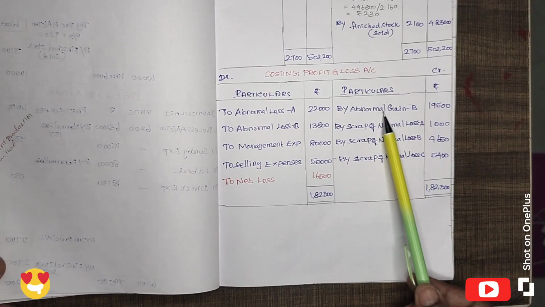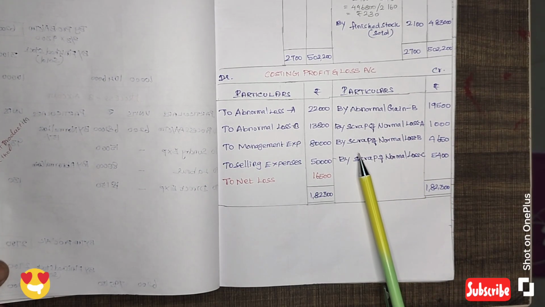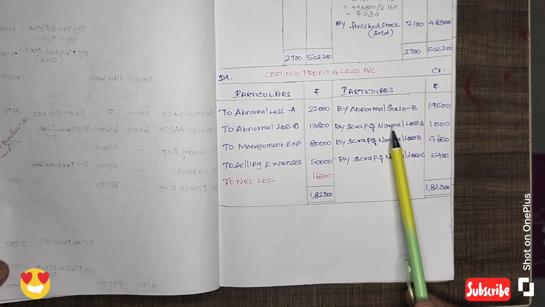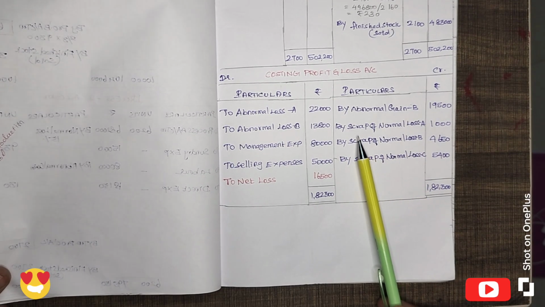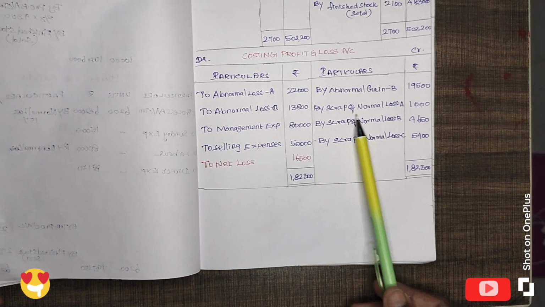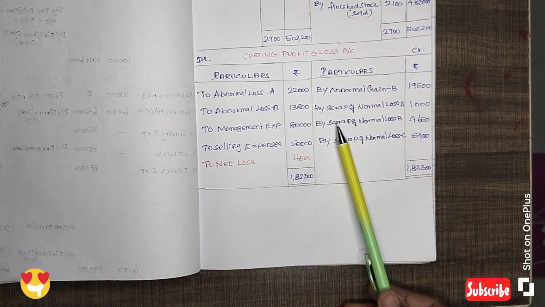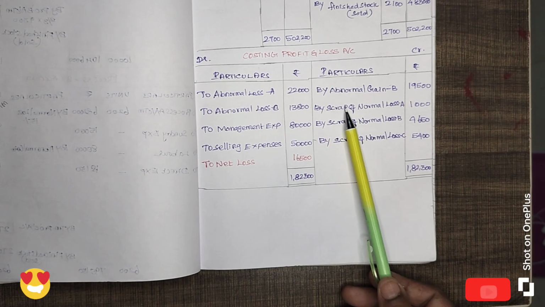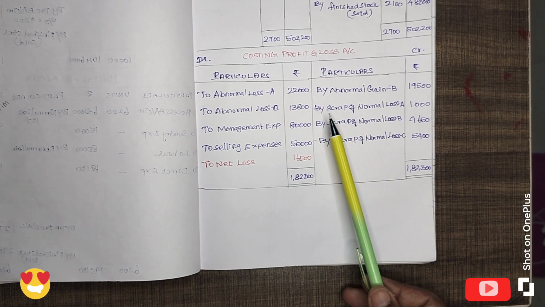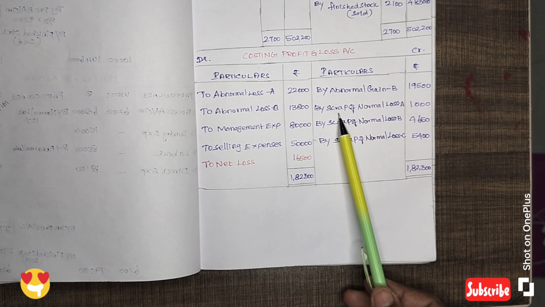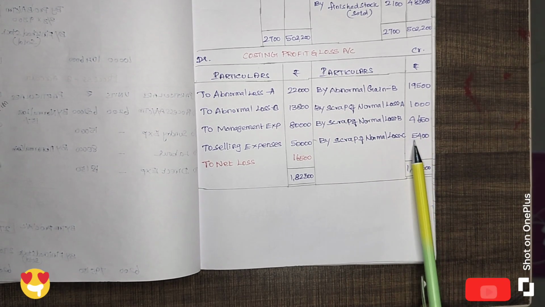Then come to the creditor side: abnormal gain from B and the scrap value. When you sell the normal loss through scrap value, you will receive cash, right? So this is the income. Through scrap value you sell the lost goods, so it is considered as income. So the scrap value of normal loss of A, B, C will be entered here.